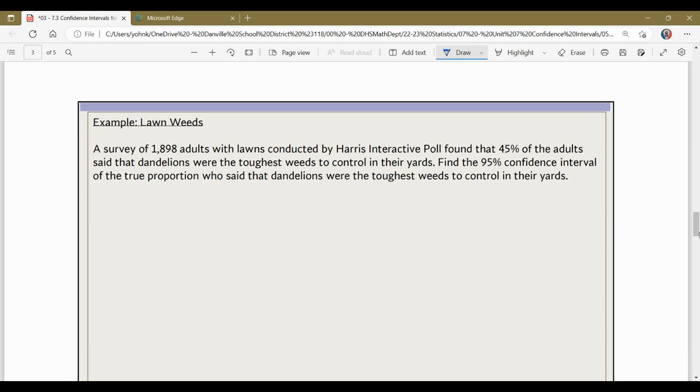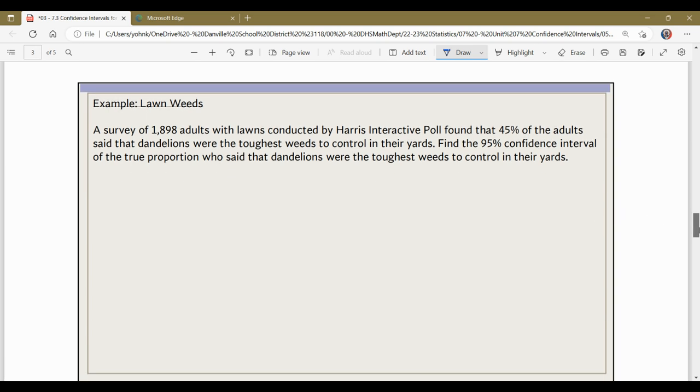A survey of 1,898 adults with lawns conducted by Harris Interactive Poll found that 45% of the adults said that dandelions were the toughest weeds to control in their yards. Find the 95% confidence interval of the true proportion who said that dandelions were the toughest weeds to control in their yards. All right, so it looks like we surveyed 1,898 adults, and we found 45% that said dandelions were the toughest.